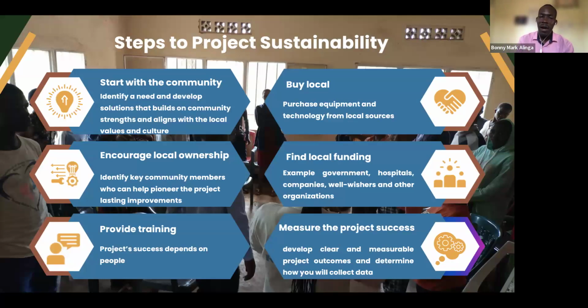Number 2, encourage local ownership. Now, local ownership in a sense that you're identifying key community members who can help pioneer the idea and bring lasting improvement into your project. So that will give you a kickstart to your sustainability. Because all those other components, you will be engaging them to actually bring the optional solutions to those problems or those ideas.